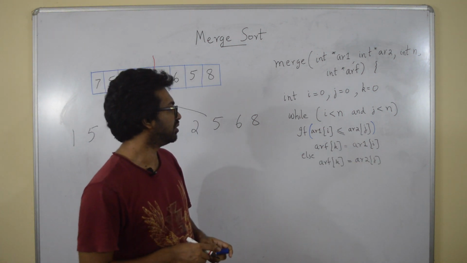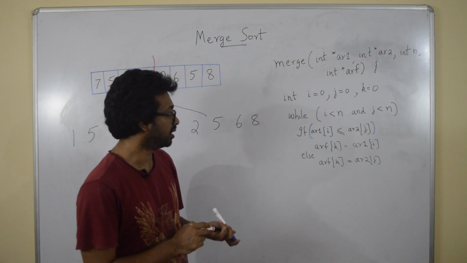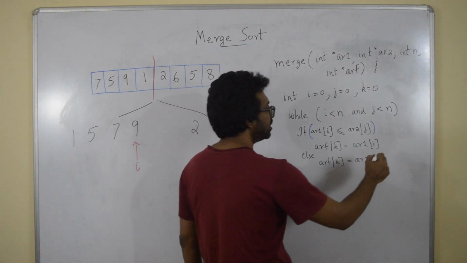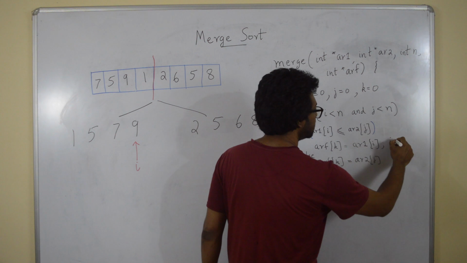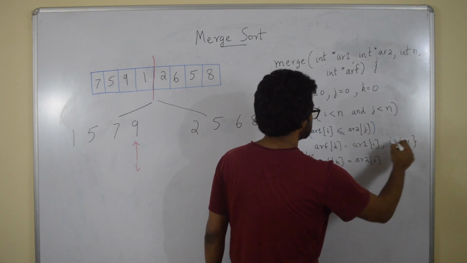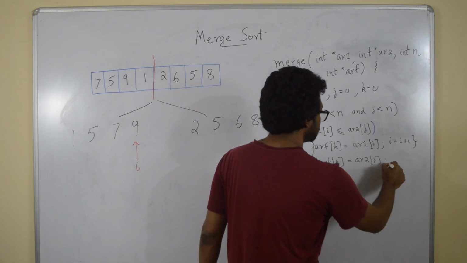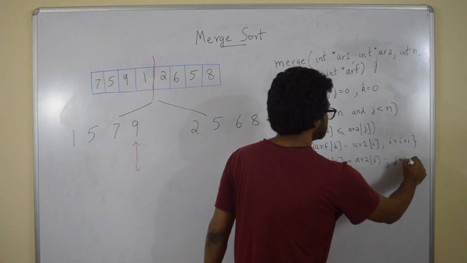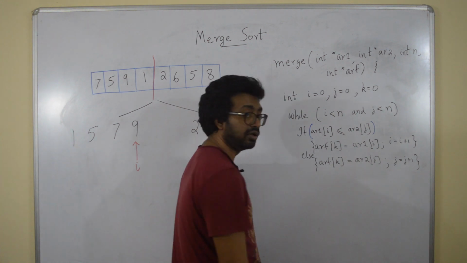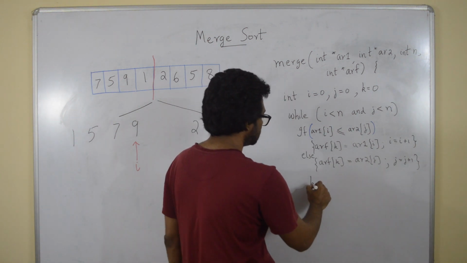Okay, and then once you are here, you have to do one more thing. If you did this, you will have to do i equal to i plus 1. On the other hand, if you did this, you will have to do j equal to j plus 1. And obviously, you will have to increment k.